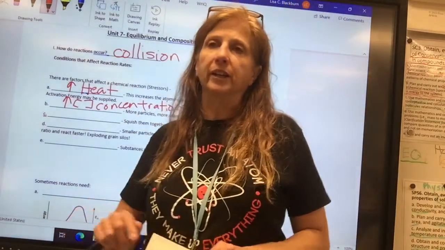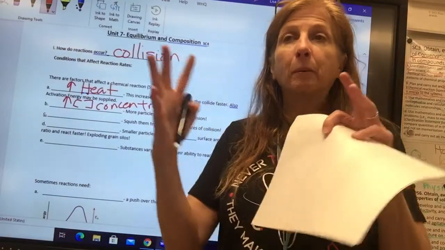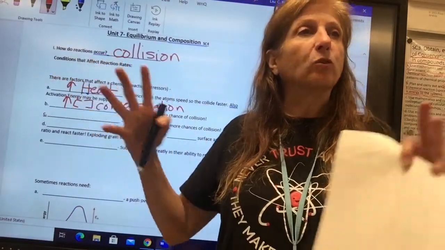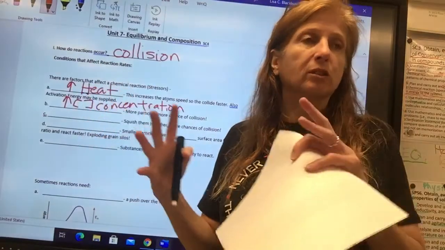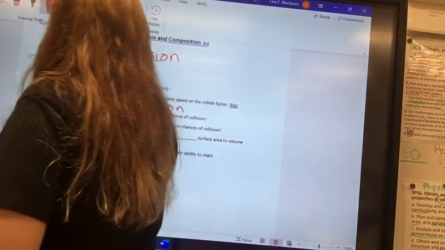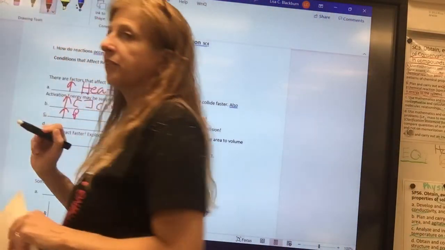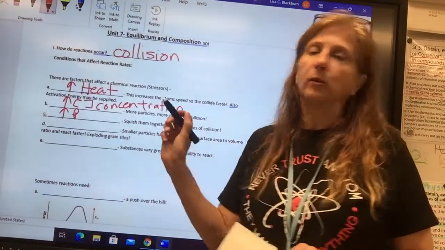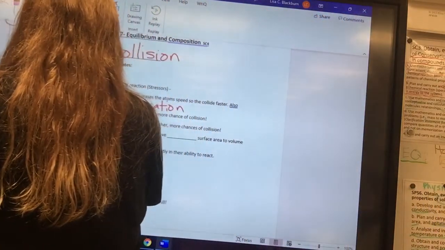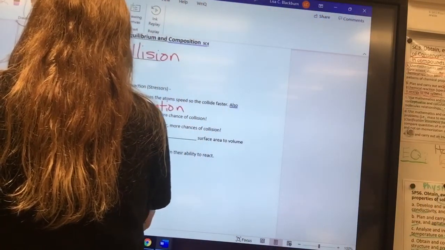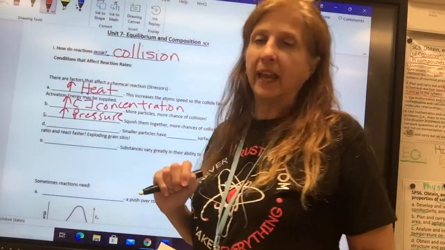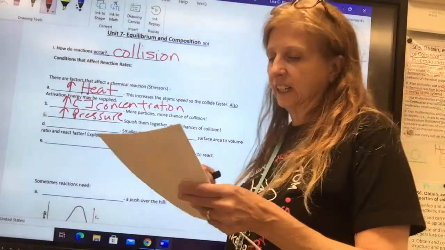What else could we do? We could put them in a smaller area. We could squish them together. So we could increase the pressure. Y'all know the symbol for pressure? Capital P. But we'll go ahead and write it out. Increase the pressure. Squish them together. More chances of a collision.